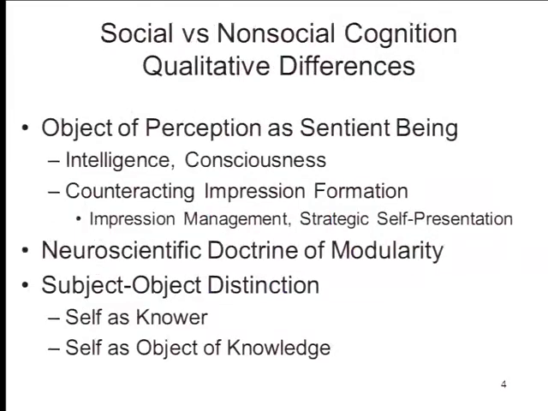Okay, at the very beginning of the class, when we talked about differences between social and non-social cognition, I outlined a couple of quantitative differences, that is, differences in amount, where social cognition seemed to have more of a particular feature than non-social cognition. And then I talked about a number of what I thought of as qualitative differences, where there's a difference in kind, where there's a feature that social cognition has that non-social cognition just doesn't have at all. And the one I want to pick up on today is what's known as the subject-object distinction.